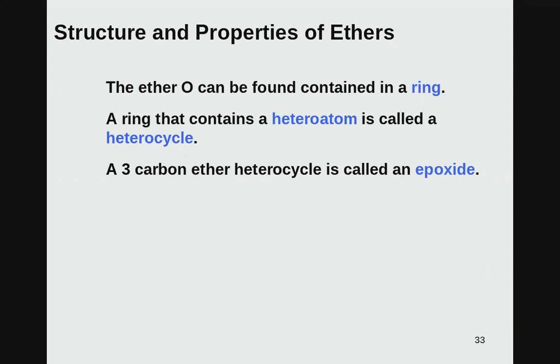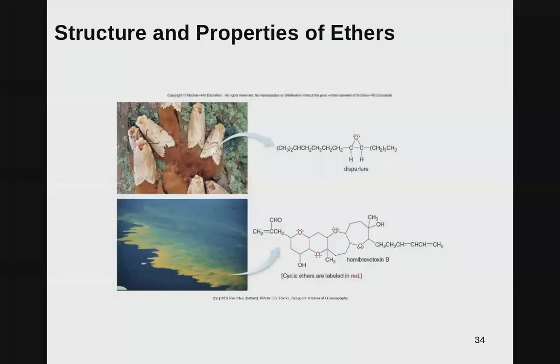Epoxide. So, yeah. And so it's just some examples of these. So we have disparlure, I believe that is, I don't remember how to spell this one. So you can see it's that cyclic ring of three carbons. And I forget exactly what this is off the top of my head. I'm sorry.